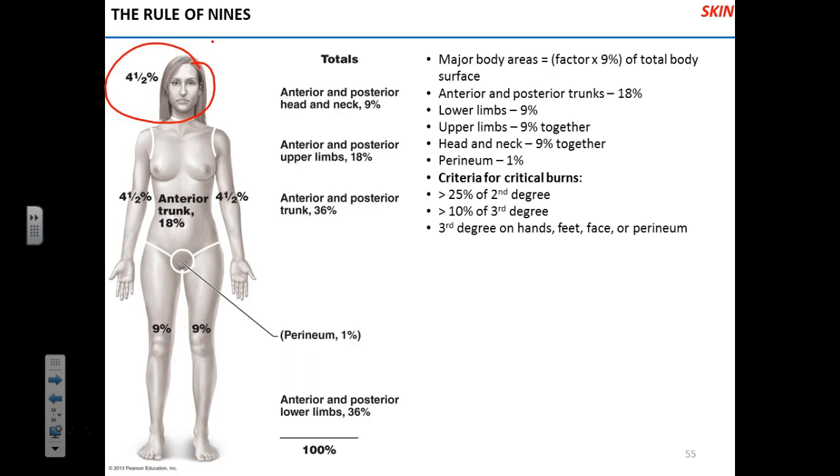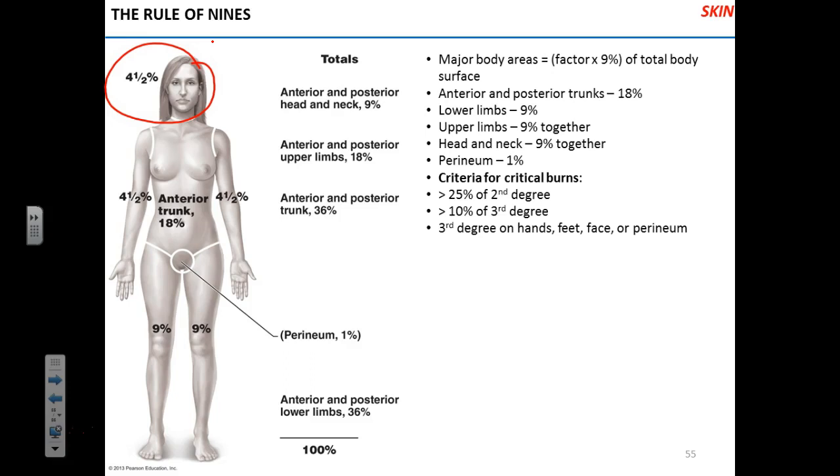Trunk. Each aspect, anterior and posterior, 18%. So far, does that make sense? Upper limbs. Each aspect, anterior and posterior, of each limb, 4.5. So for upper limbs, one is 9, both of them are 18. 4.5, 4.5, 4.5, 4.5. Total 18. Lower limbs, anterior aspect is 9, posterior aspect is 9, each limb is 18%. Okay?